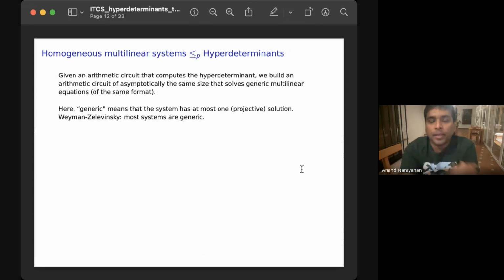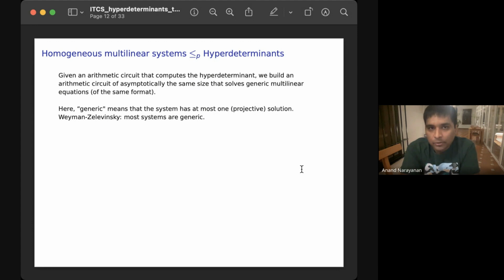And so our major contribution in this paper is a reduction from homogeneous multilinear systems to hyperdeterminants. Right? So you can think of it as evidence for hardness of hyperdeterminants, which is sort of our true motive. Or you can think of it constructively as a means of solving multilinear systems using hyperdeterminants. So what is the minimal model for hyperdeterminants one can think of? It is some kind of a black box that, given a tensor, throws out the hyperdeterminant value.